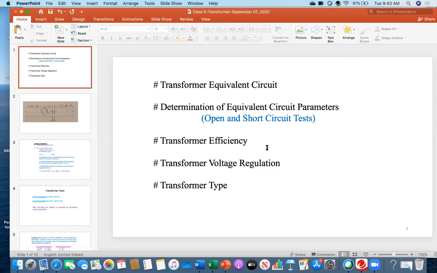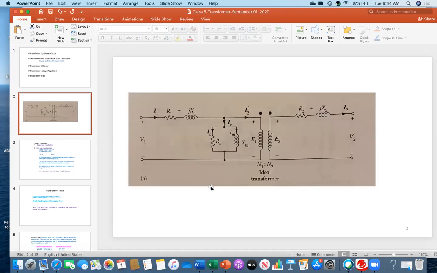Also, we will be calculating transformer efficiency, voltage regulation, and then we will be discussing transformer types. So these are the points that we'll be discussing today. First of all, the transformer equivalent circuit.